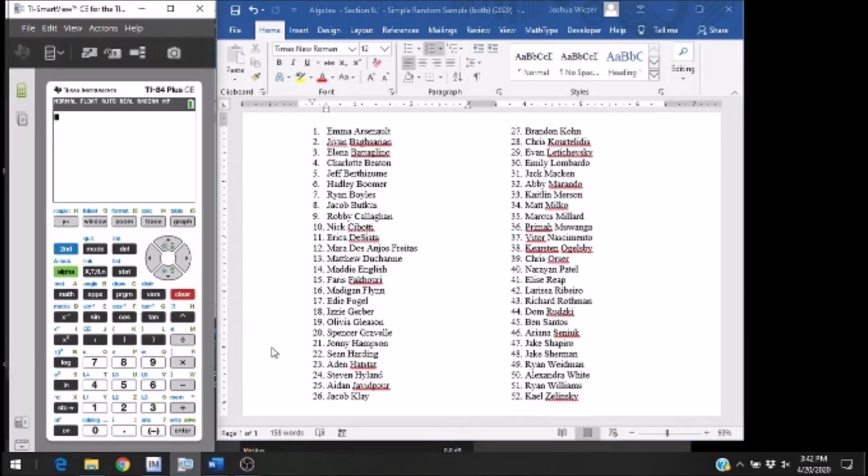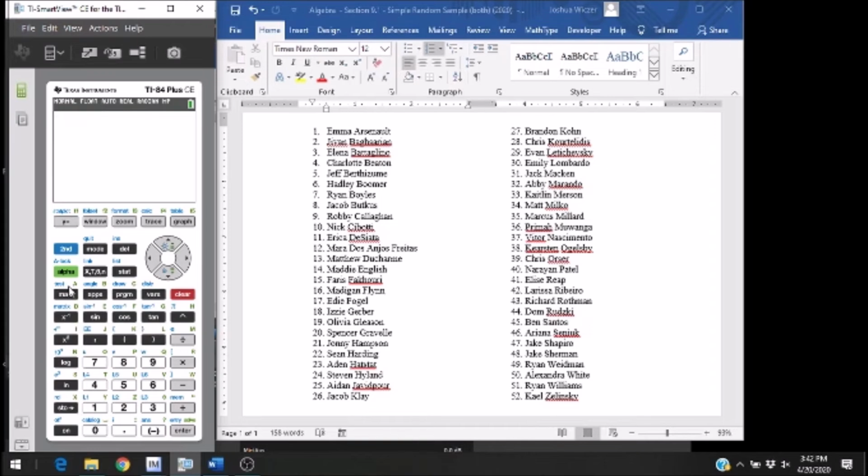So I'd like to show you how to use the calculator to generate random numbers. This is not something you need to be able to do, but I figured it would be worth showing you just how this works exactly. I'm going to show it to you on the graphing calculator, but a similar thing works on many scientific calculators. First of all, I took all 52 of my Algebra 2 students, and I gave every one of you a number between 1 and 52.